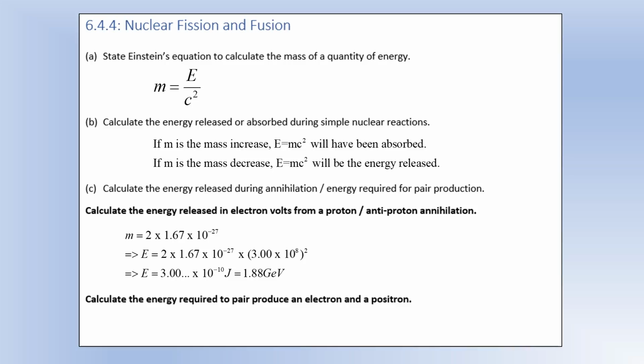Whereas if we want to take a photon and produce an electron and a positron, we're increasing the mass, and we're increasing it by the mass of an electron times 2, because there's an electron and a positron. And again, we can plug that into the equation and work out how energetic our photon needs to be for this process to occur.